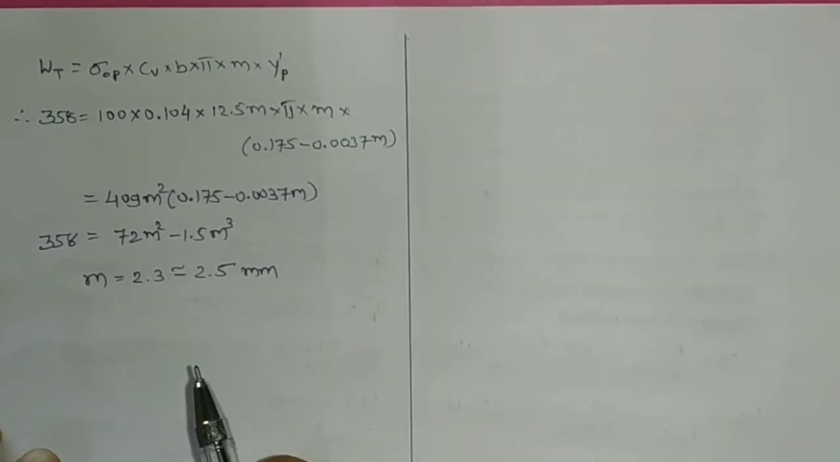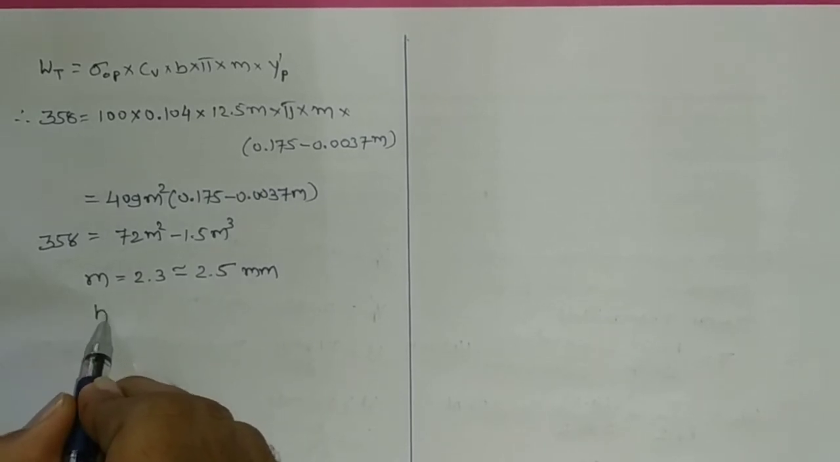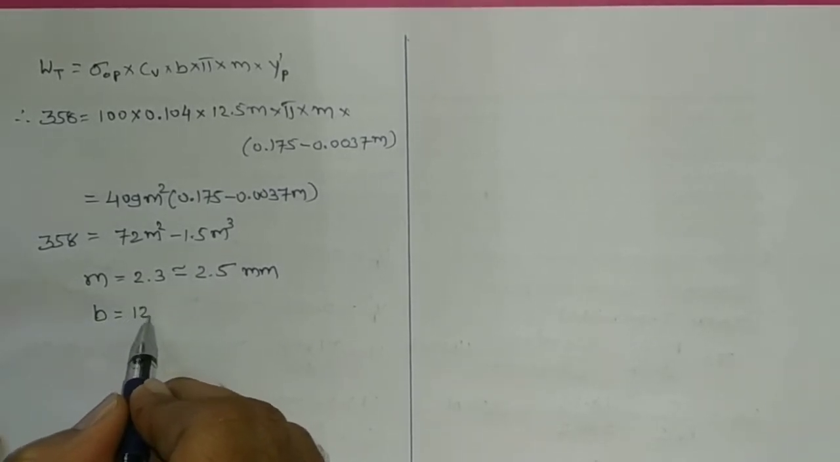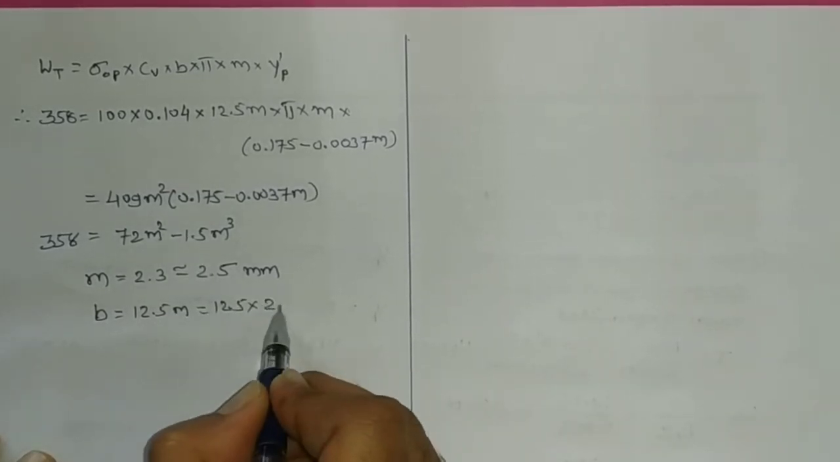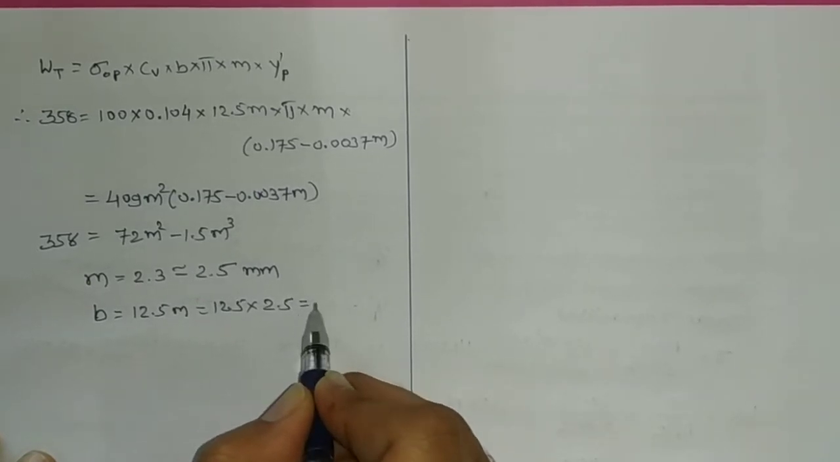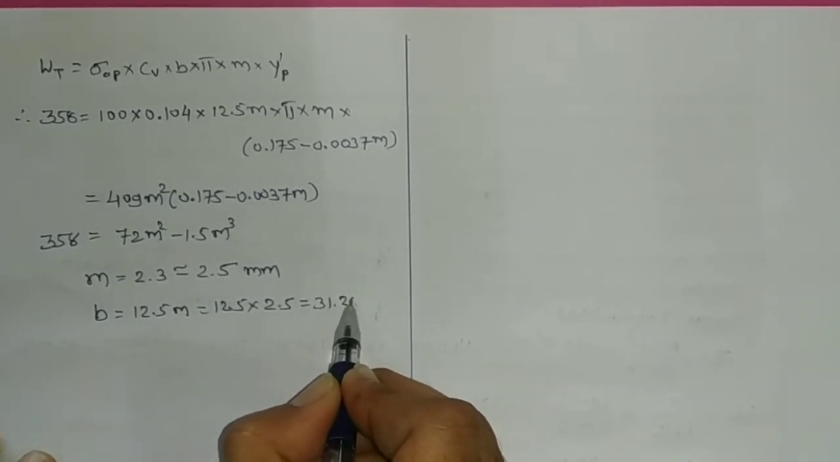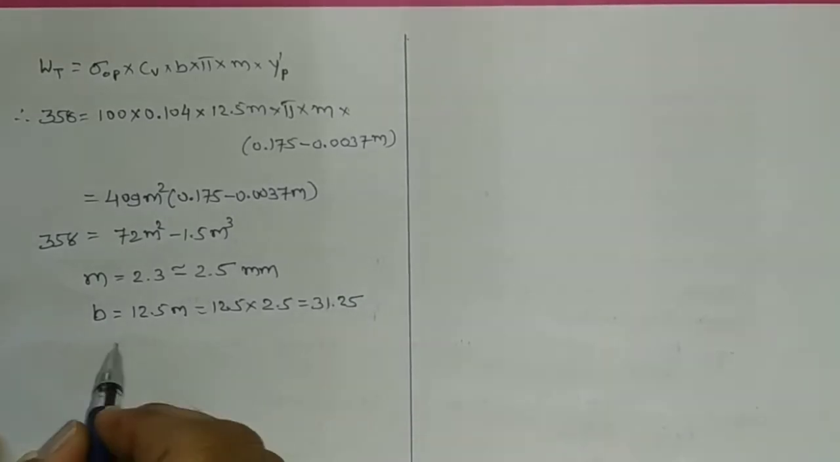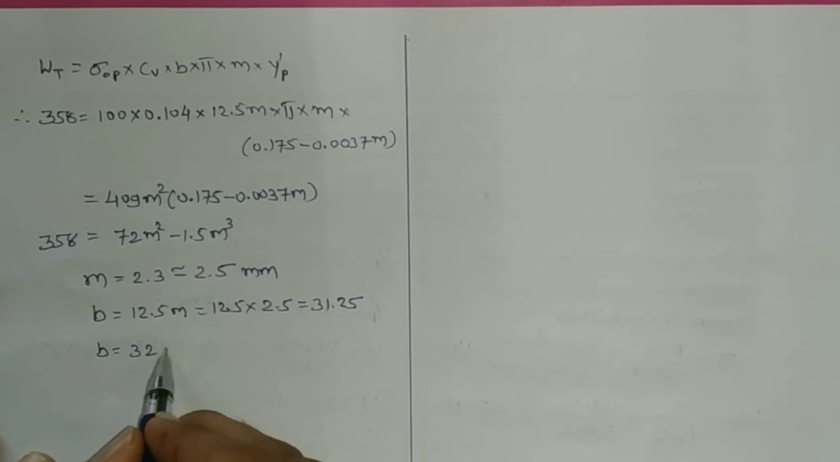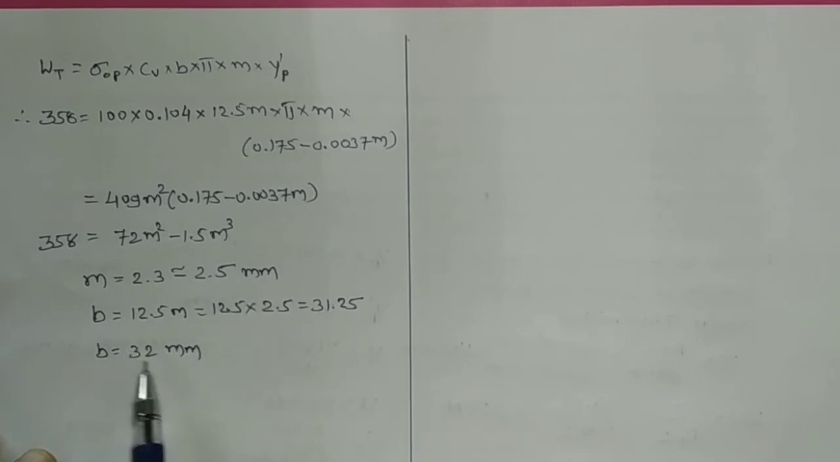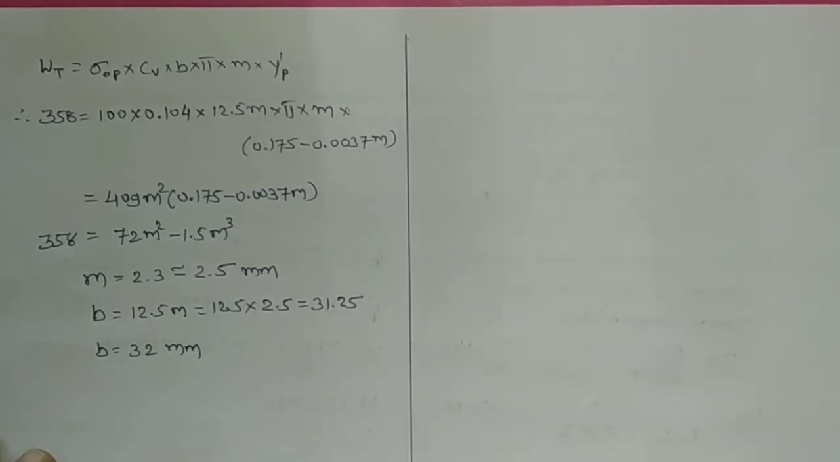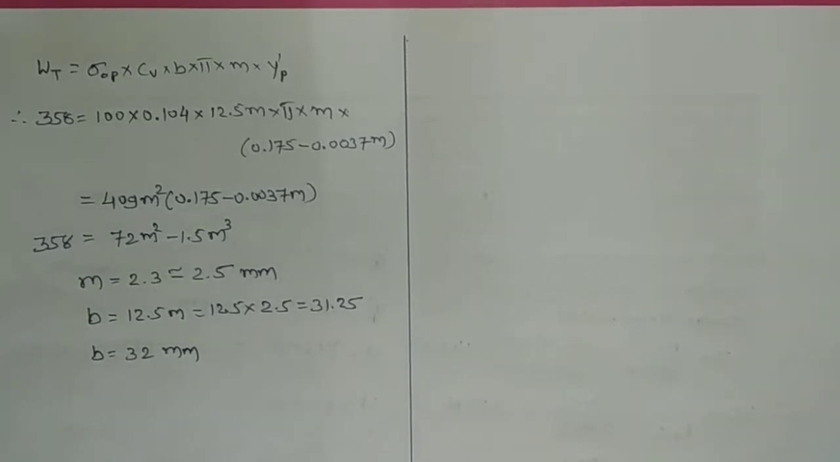So now according to this, let us find the face width B. B is equal to 12.5 m. So 12.5 into 2.5 is equal to 31.25. So therefore B is equal to 32 mm. So we have found the module m is equal to 2.5 mm and face width is equal to 32 mm. Now let us check this example with the wear stress.